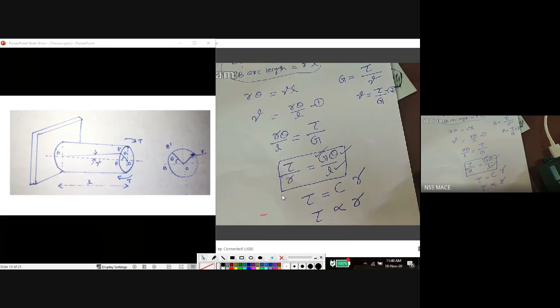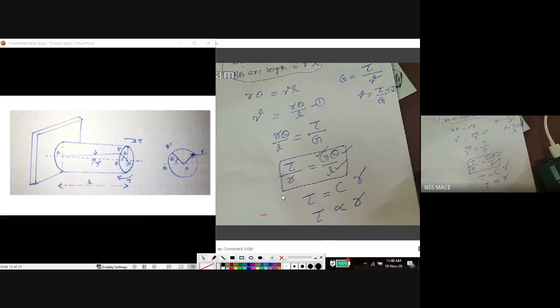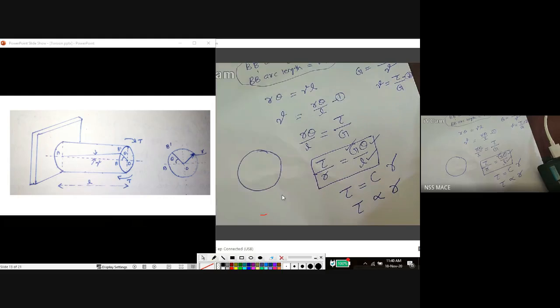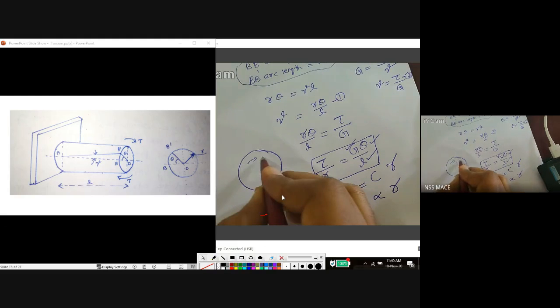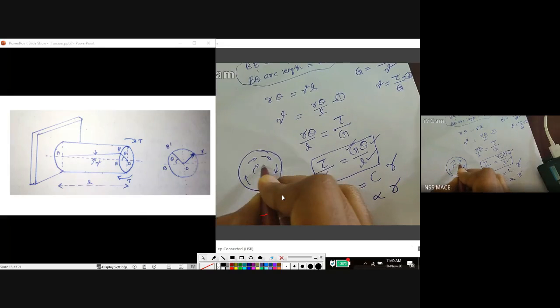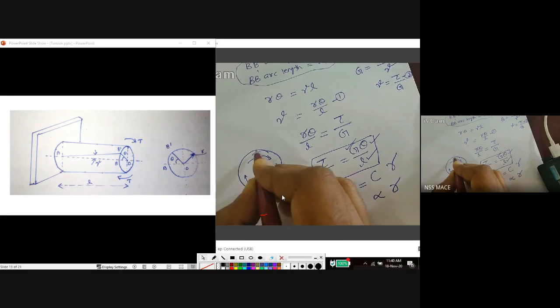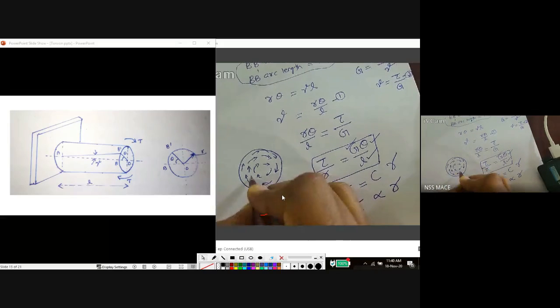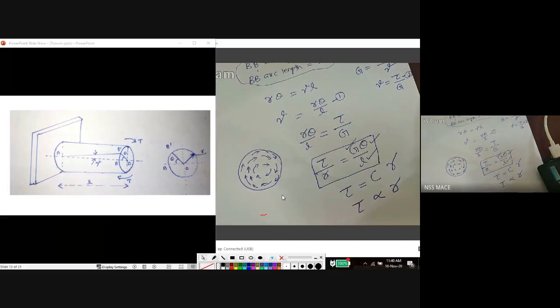What is R? If I take this cross section, the shear stress is acting on every element, not on a single element. Everywhere on this cross section, on the surface or in the interior portion, the shear stress is acting in the radial direction. So what is R? R is not the radius of the cross section. It is not this R.